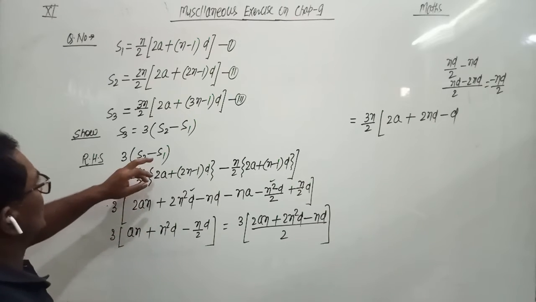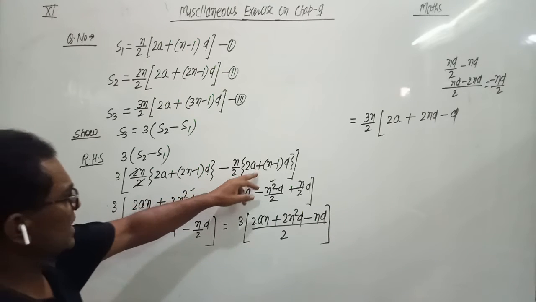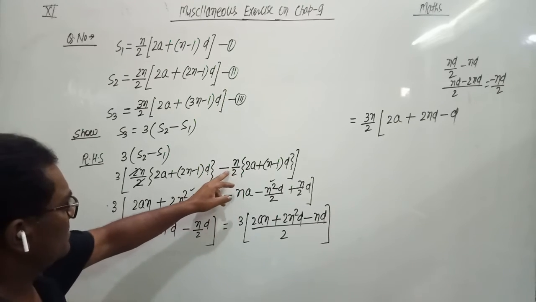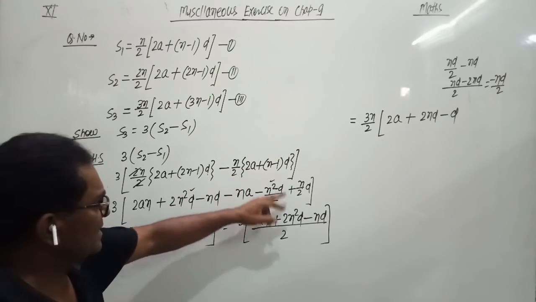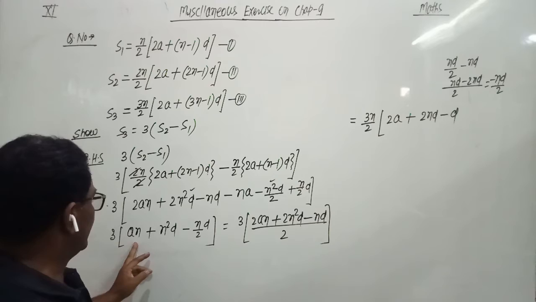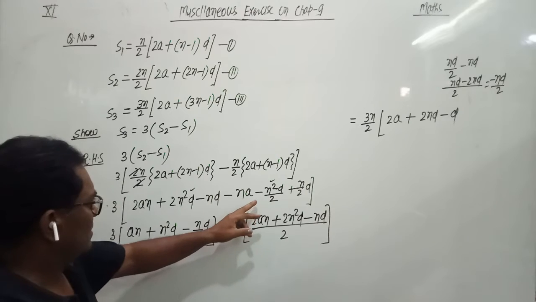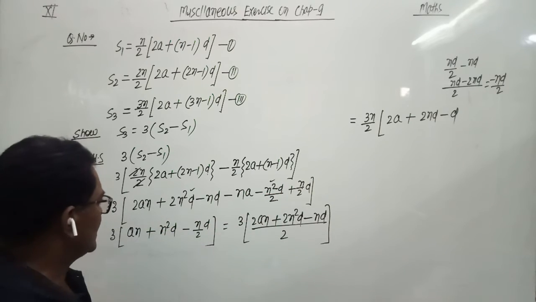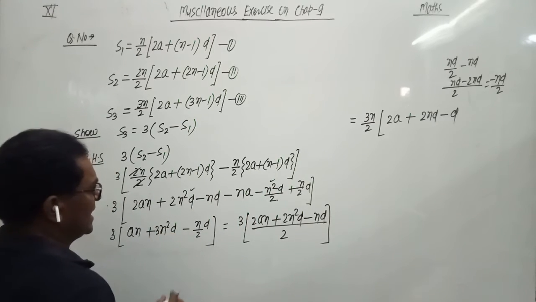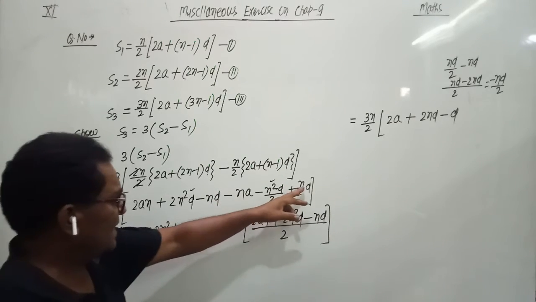S2 minus S1. The value of S1 is n by 2 times 2a plus n minus 1 d. So we expand: 2an minus an plus n square d, 2n square d minus n square d by 2. So 4n square d minus n square d. Here we get 3n square d upon 2 and minus nd and plus nd by 2 minus nd by 2.